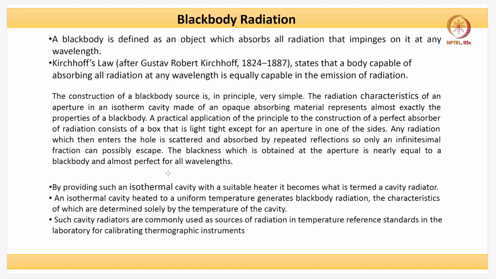By providing any isothermal cavity with a suitable heater, it also becomes what we call a cavity radiator. If this isothermal cavity is equipped with a suitable heater and you heat it to a uniform temperature, then it generates blackbody radiation. The characteristics are solely determined by the temperature of the cavity. So whatever the temperature of the cavity is determines the characteristics of the radiation. These cavity radiators are very commonly used as temperature reference standards for calibrating thermographic equipment.